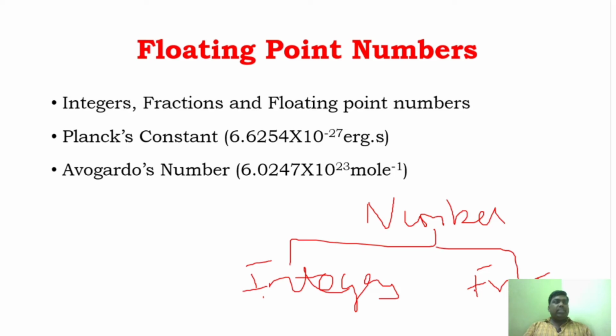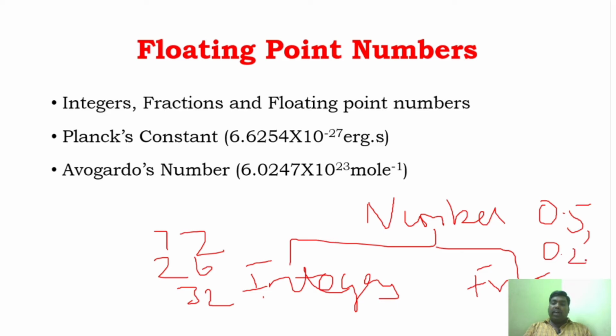So what is integers? Integers is nothing but a full value which does not have a decimal point, like 72, 26, 32, something like that. That is called as integers. And there is something called fractions as well. In fractions, it's like 0.5, 0.25. All those are called as fractions. You know about fractions as well, correct?